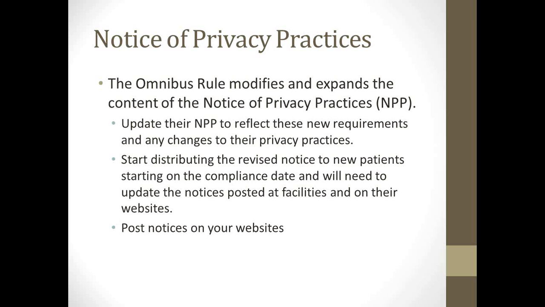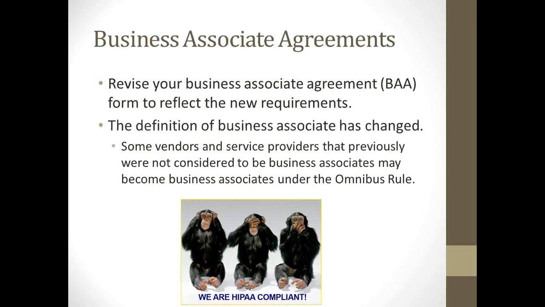I'm now going to talk about business associate agreements. To comply with the Omnibus rule, covered entities will also likely need to revise their business associate agreement form to reflect the new requirements. Additionally, the definition of business associate has changed. Some vendors and service providers that previously were not considered to be business associates may become business associates under the Omnibus rule.